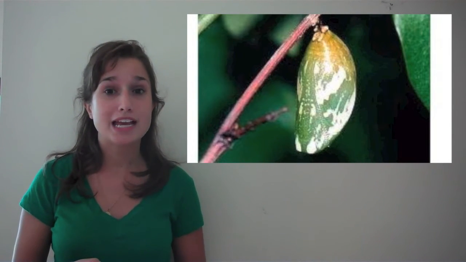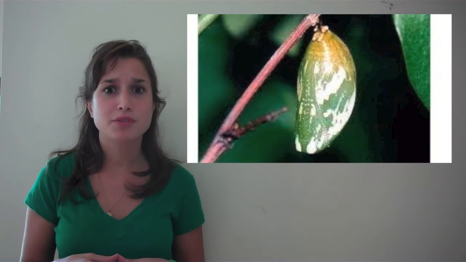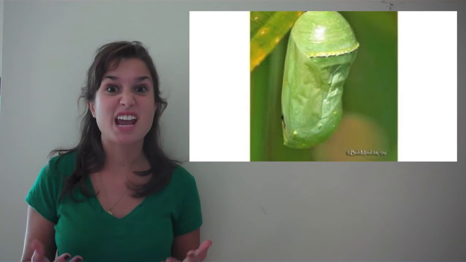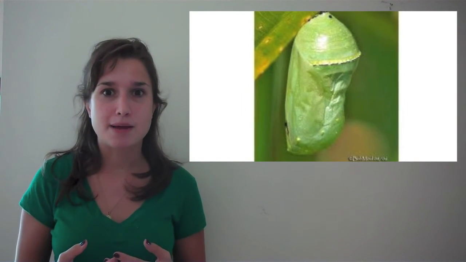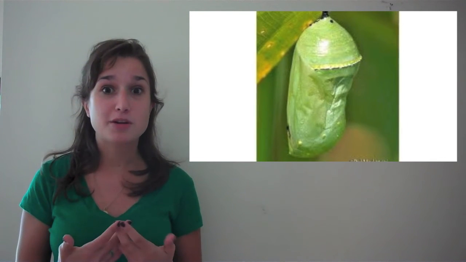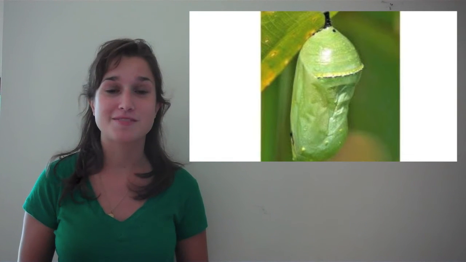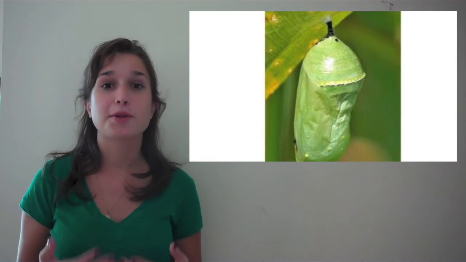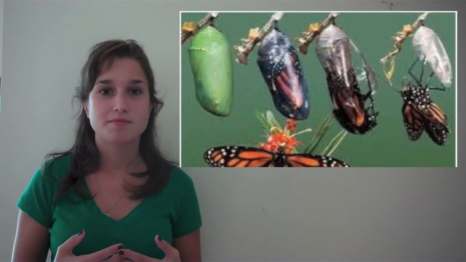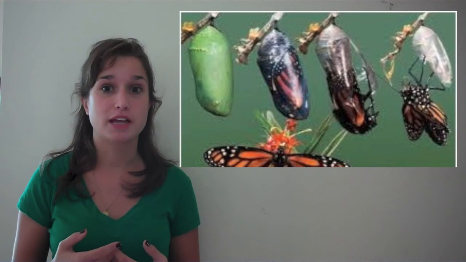Now, when it hangs from that leaf, that time can last from a day to a month, and basically it's a big nap. That nap is when the caterpillar changes into the beautiful butterfly that we see flying around outside. When it's changing, it's called metamorphosis, and it's just that change from a caterpillar to the butterfly.